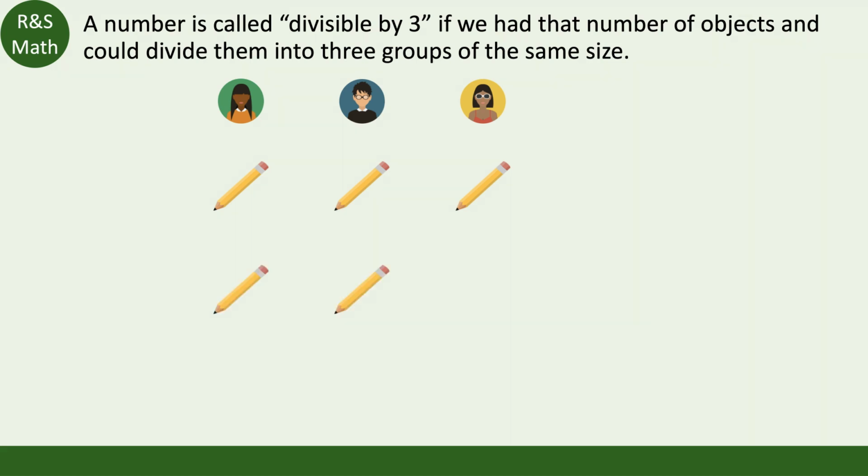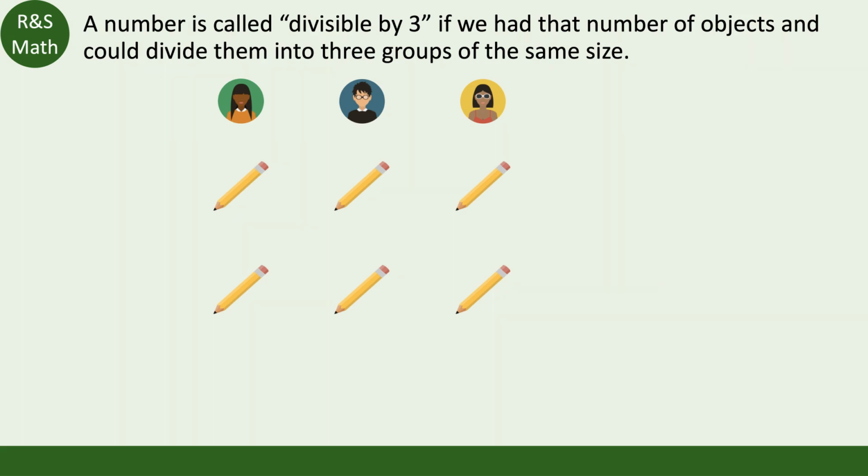What about 4 or 5 pencils? For example, if we had 5 pencils, we couldn't divide them among 3 people so that each person had the same number. 2 people could have 2 pencils each, but the third person would only have 1 pencil. We say 5 is not divisible by 3. But if we had 6 pencils, we could divide them equally among 3 people, with each person getting 2 pencils. So we say 6 is divisible by 3.